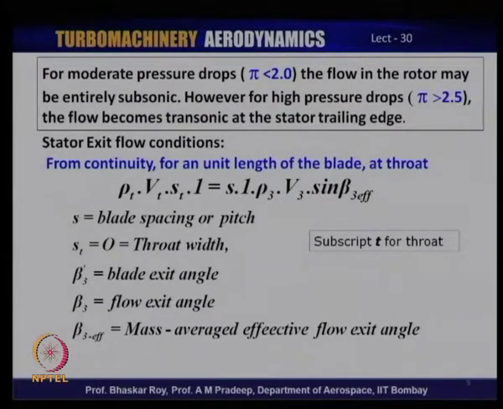And then of course, we get the various flow angles, the blade angle, the flow angle. The difference between the two of course, is the blade deviation, which is normally rather small for turbines, and then of course, the effective mass average effective flow angle, because the flow angle actually varies from the suction surface of one blade to the pressure surface of the other blade. Now, this variation needs to be captured to begin with.